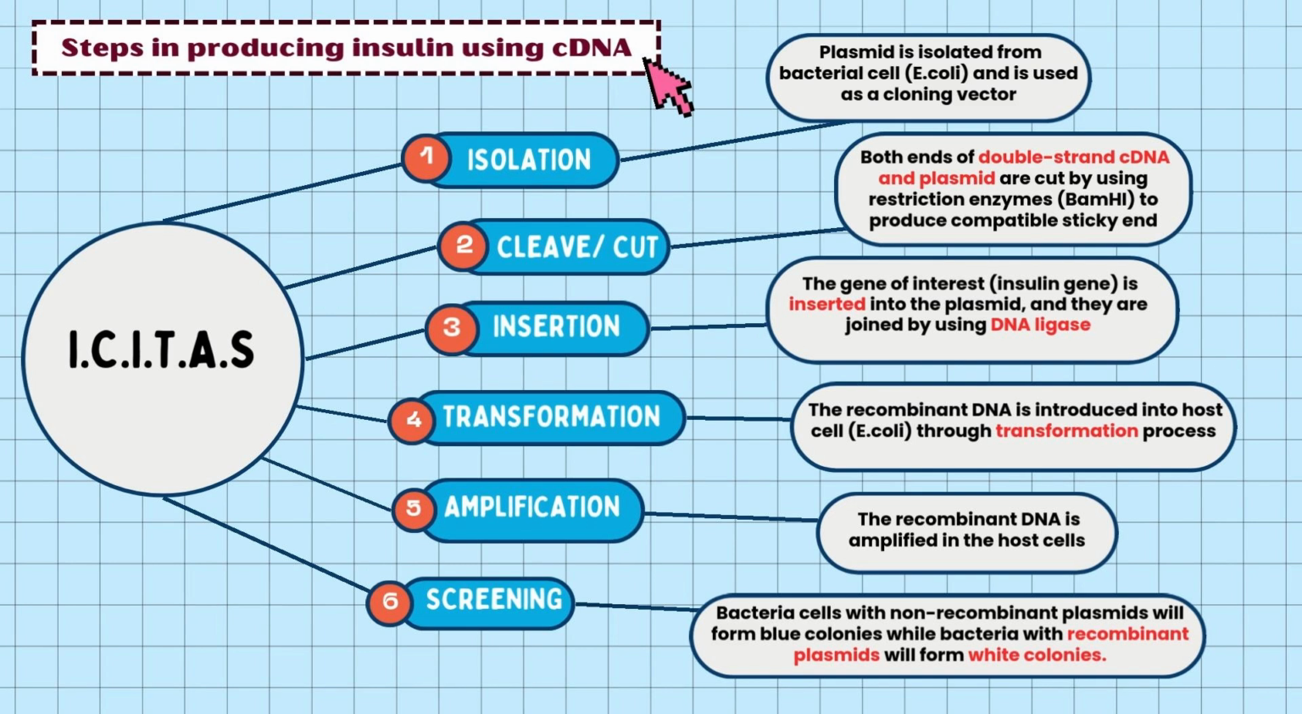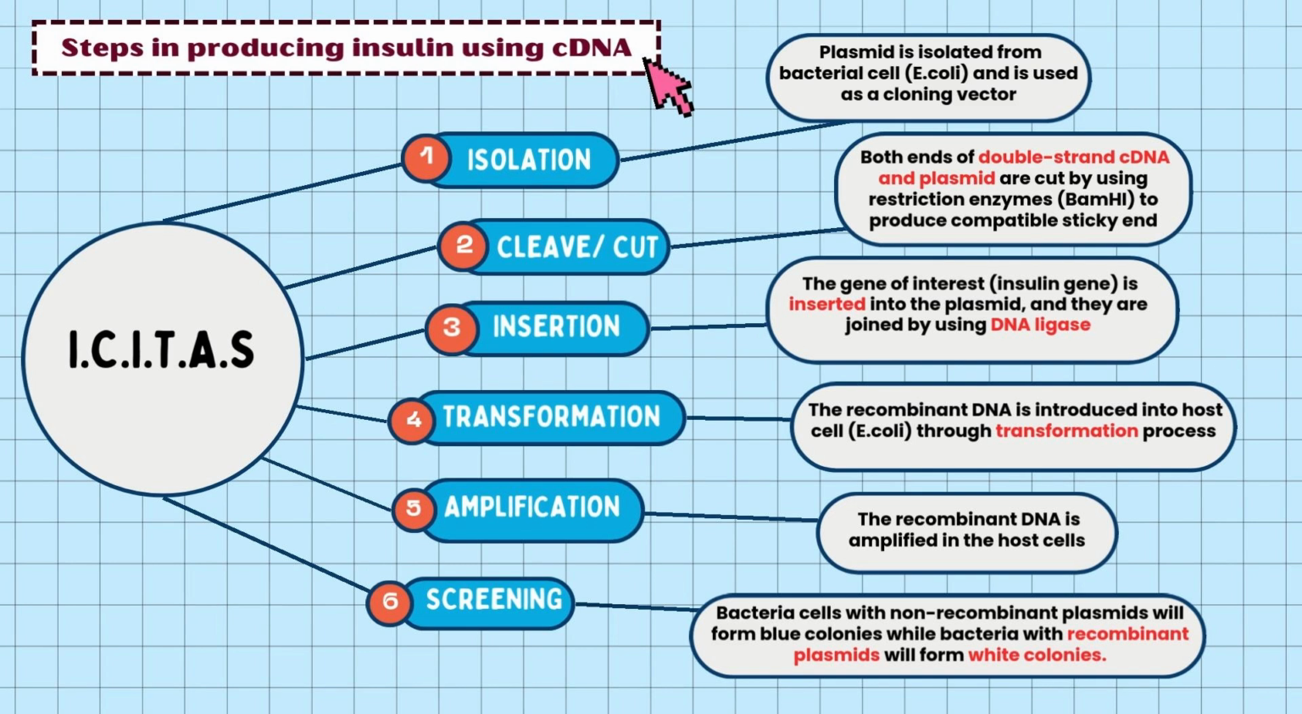Second, cleave or cut. Both ends of double-strand cDNA and plasmid are cut by using the same restriction enzymes, which is specifically BamHI, to produce compatible sticky ends. In insertion, the gene of interest, which is the insulin gene, is inserted into the plasmid, and they are joined by using DNA ligase. For transformation, the recombinant DNA is introduced into the host cell, which is E. coli, through the transformation process. In amplification, the recombinant DNA is amplified in the host cell to produce many copies of recombinant plasmid. And lastly, screening.